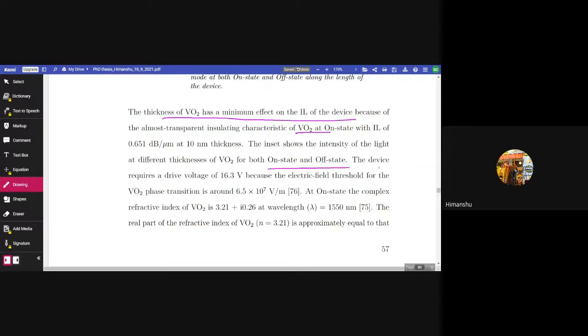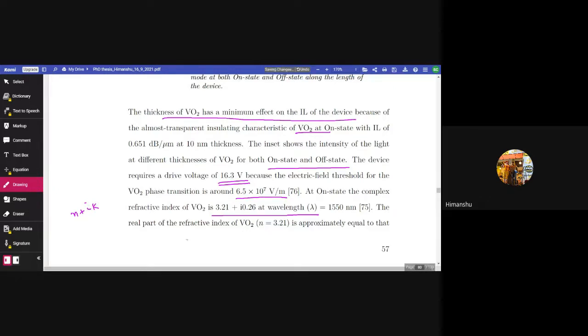The device requires a drive voltage of 16.3 volt because the electric field threshold for the VO2 phase transition is around 6.5 × 10^7 volt per meter, reference number 76. At the on state, the complex refractive index of VO2 is 3.21 + i0.26 at a wavelength of λ = 1550 nanometer, reference 75.